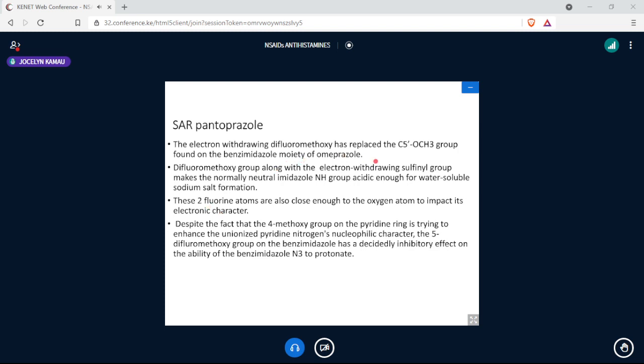Electron withdrawing difluoromethoxy has replaced the carbon 5' methoxy group found on the benzimidazole moiety of omeprazole. The difluoromethoxy group, along with the electron withdrawing sulfonyl group, makes the normal and neutral imidazole NH group acidic enough for water-soluble sodium salts. So that is an advantage.